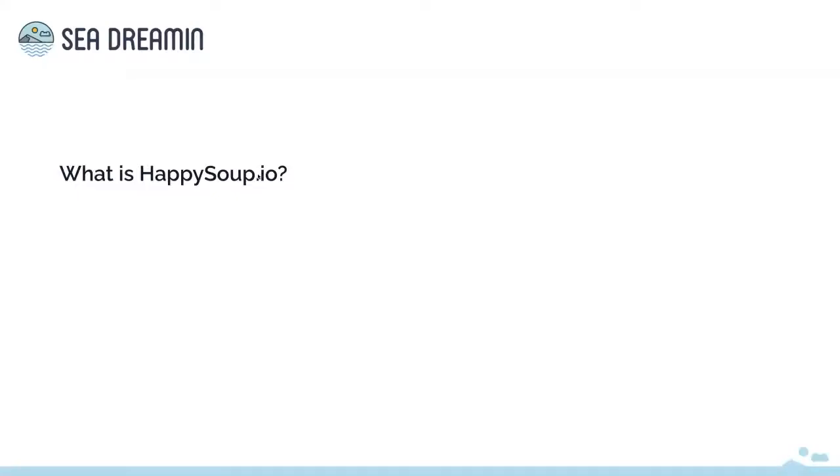So what is HappySoup.io? It's essentially a free, open source, and community-led product that allows for impact analysis, the kind of "where is this used" functionality that you know for custom fields. So if I want to see where a custom field is used, or where an email template is used, or how many references I have to an Apex class, HappySoup can help with that.